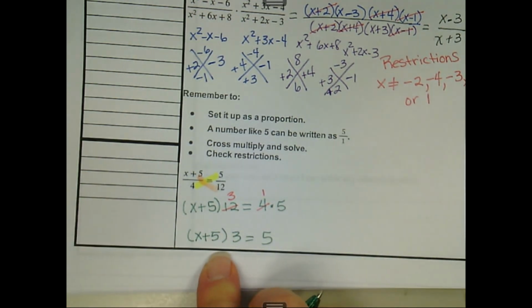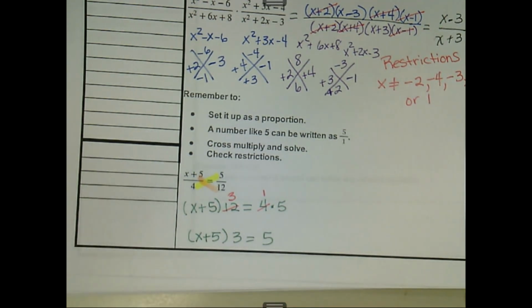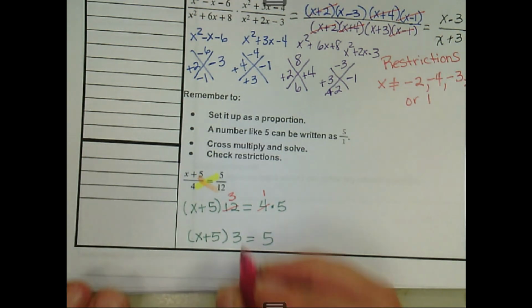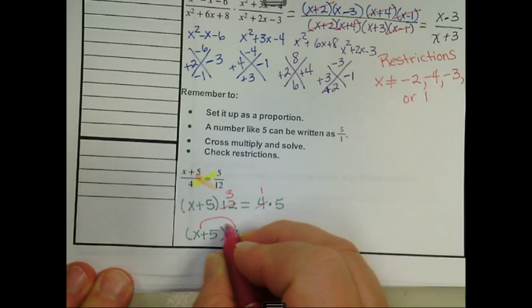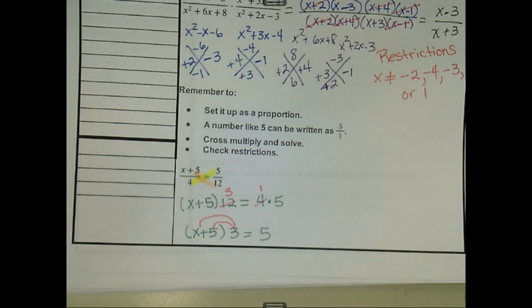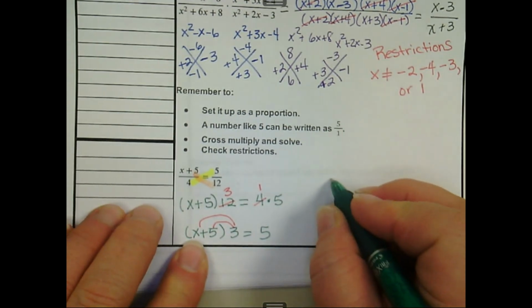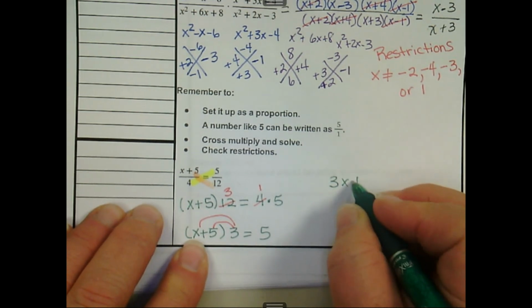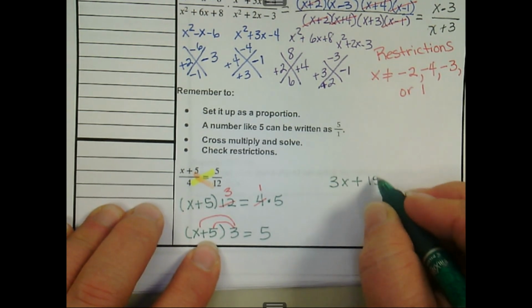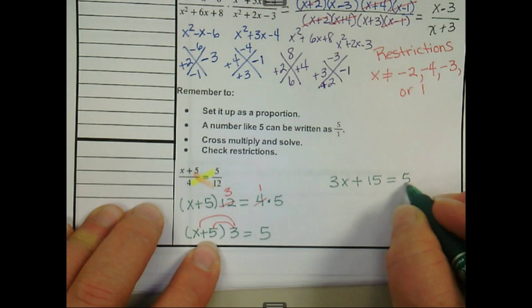So x plus 5 times 3 is equal to 5. Now I'm ready to start solving. Order of operations says I do parentheses first. In this case, we're doing the distributive property. 3 times x is 3x, plus 3 times 5 is 15, is equal to 5.